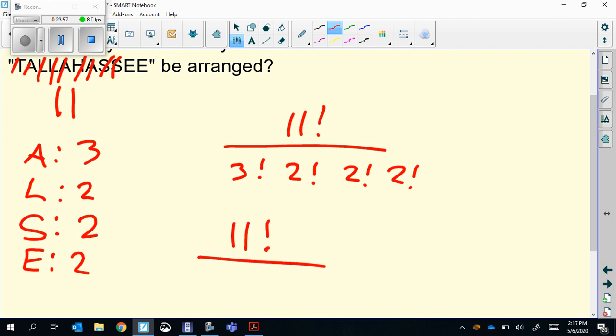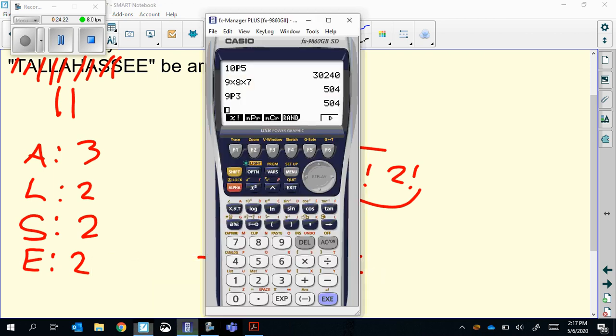Our denominator, it's not really worth typing in all those factorials because this is 2 times 1, 2 times 1, 2 times 1. So this is 2 times 2 times 2. That's just 8 right there. And then 3 factorial, that's 3 times 2, that's 6. So our denominator is just 6 times 8, which is 48. Little mental math, I think, was easier than pressing all the buttons on the calculator. So we do 11 factorial, and then divide it by 48. That's all our denominator is. 831,600.